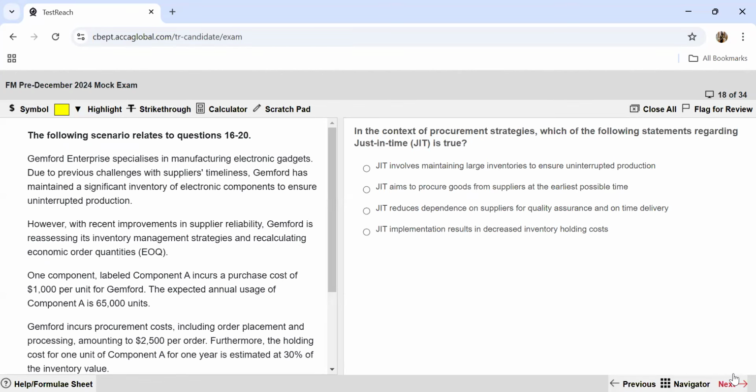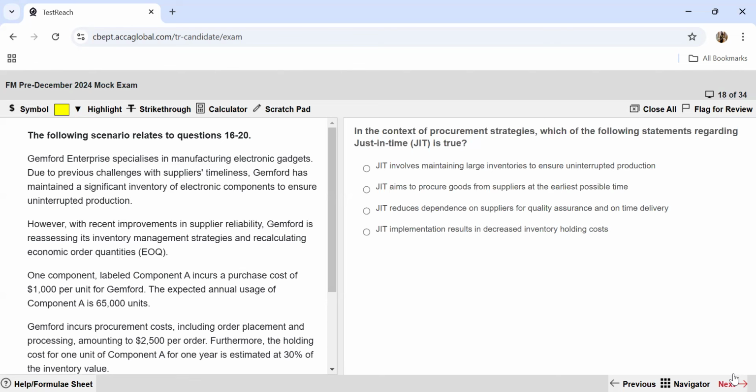In the context of procurement strategies, which of the following statements relating to just-in-time is true? We have to select only one statement. Let's have a read at all of the statements that are given. JIT involves maintaining large inventories to ensure uninterrupted production. No, JIT is exactly the opposite of that. It tells you that you need to maintain as little inventory as you possibly can. Just order in time. Whenever it is needed, then only order things. So first statement gets eliminated.